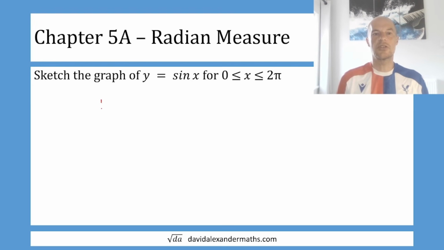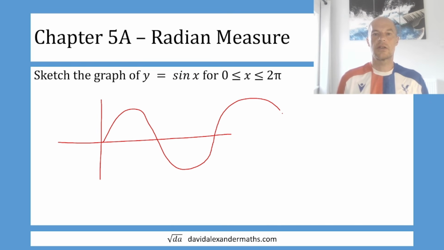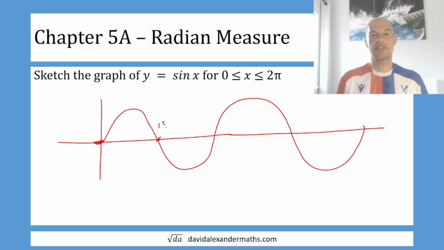So hopefully you can do your sketch of sine of x, which looks like so, and you're probably thinking, okay, so this is 0 degrees, this is 180 degrees, this is 360 degrees, etc. Now hopefully you'll get to a stage where you just know that 360 degrees is 2 pi. This is what I mean about translating from one unit to another, but hopefully you'll just know that this is 2 pi, so therefore 180 is pi.